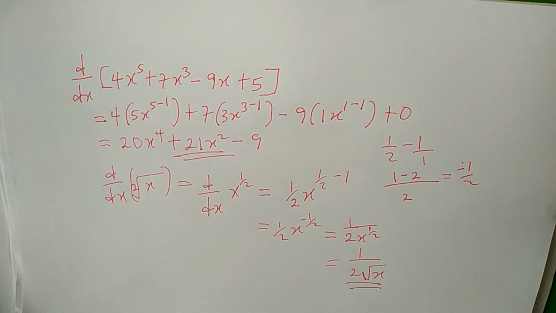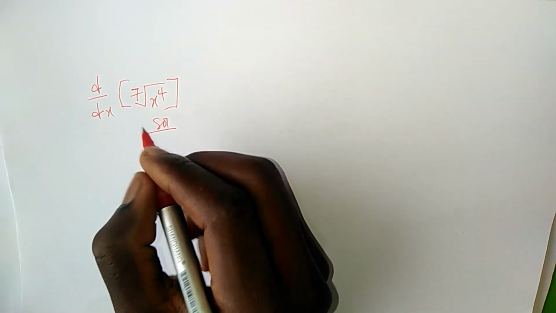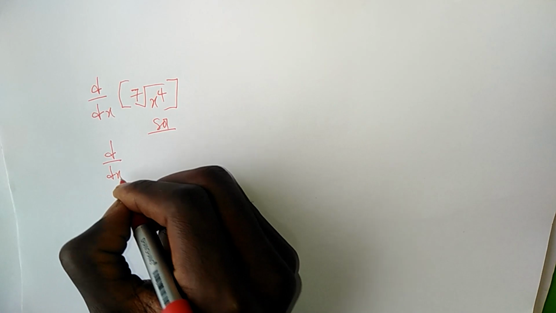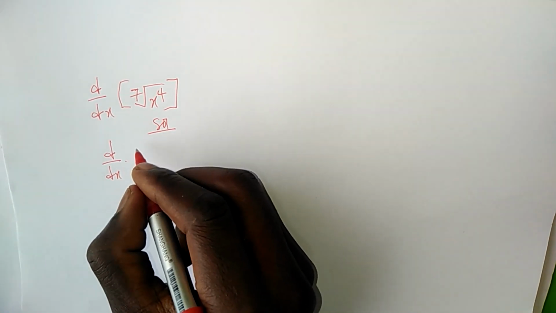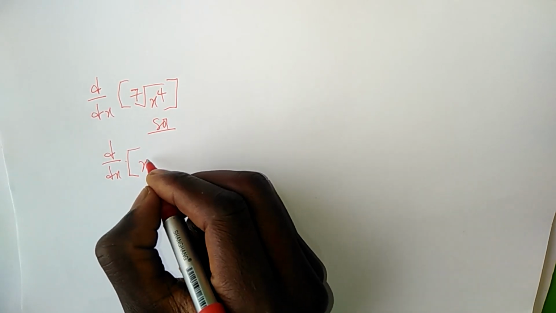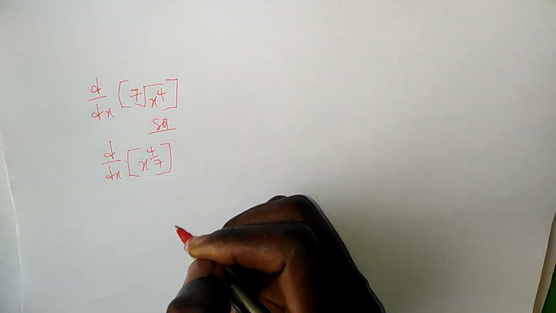Right? Now let's take another one. Now let's try another radical question. We've solved one radical question and now we're having another one too. We'll still follow the same pattern. We'll rewrite the whole thing. Rewriting the whole function, we have d over dx of x to the power 4 over 7. This is how we write the whole function.